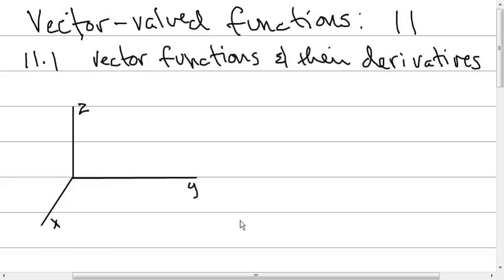Chapter 11, Vector Valued Functions, Section 11.1, Vector Functions and Their Derivatives. And what I want to start out with is a little introduction to the whole idea of vector functions.